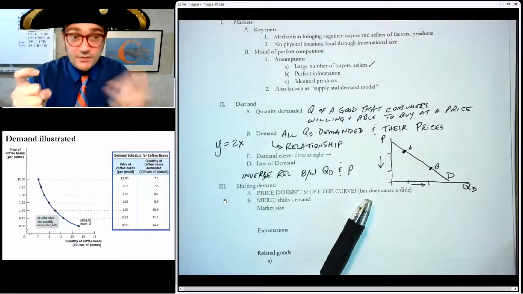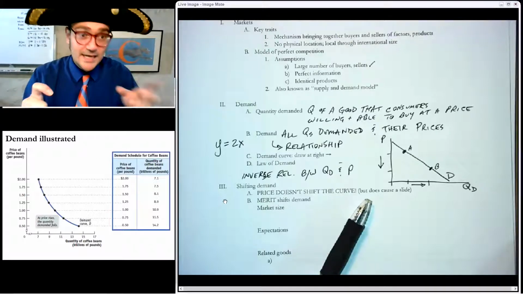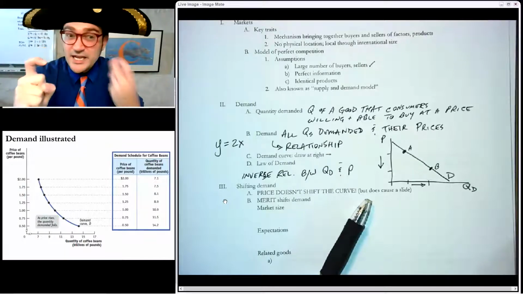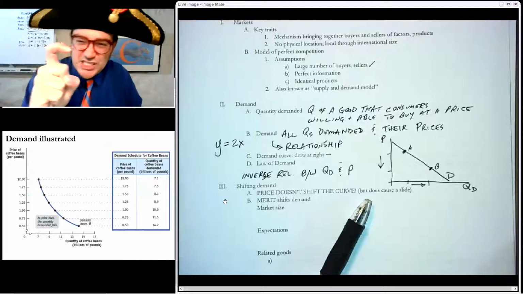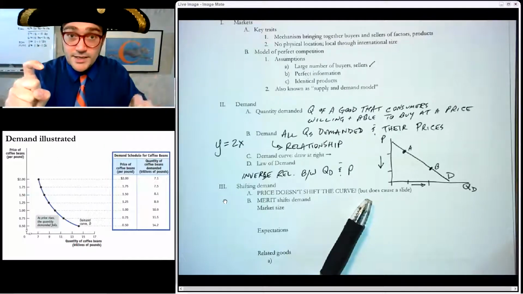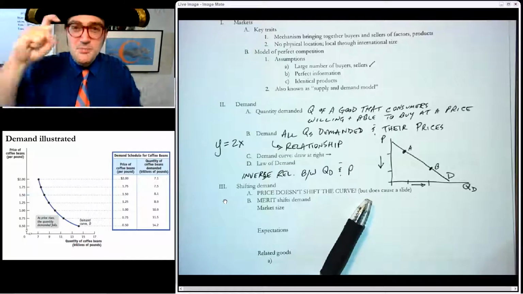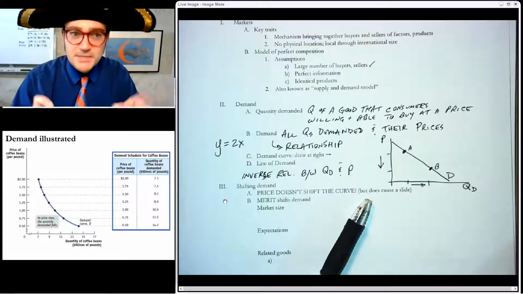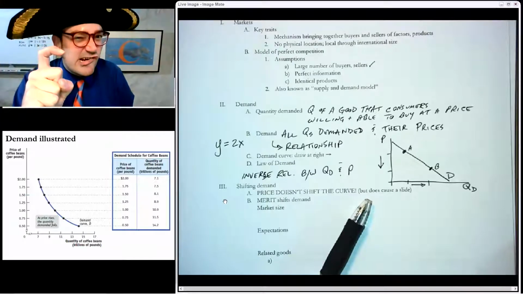And if you want to do it on 3 with me, that's great. I'll demonstrate again, and then we'll do it on 3. Price doesn't shift the curve. And you've got to get a good pirate voice in there. On 3, we're going to do it together, you and I. 1, 2, 3. Price doesn't shift the curve. One more time just for good measure. Price doesn't shift the curve.